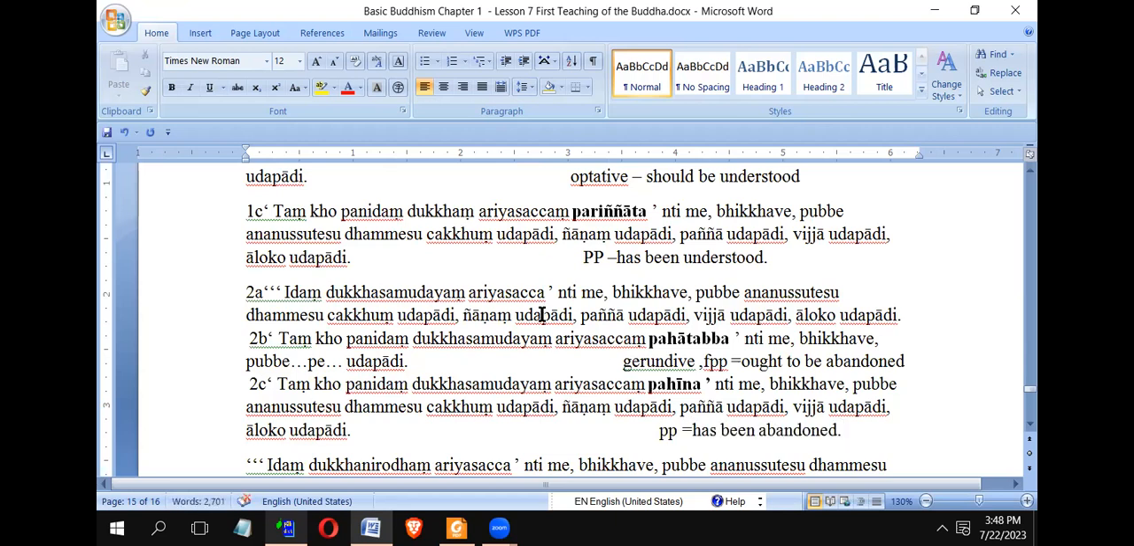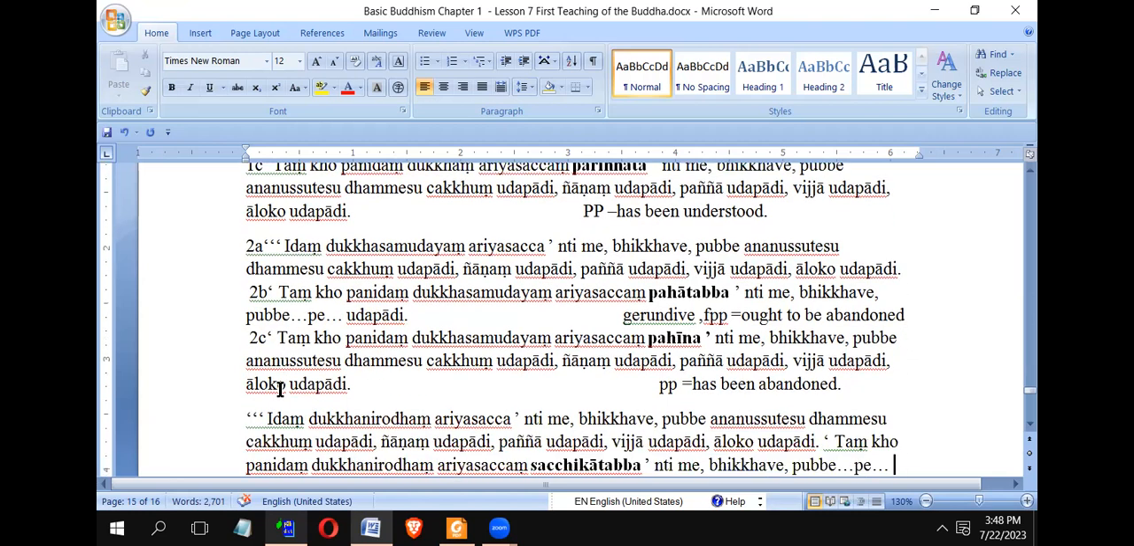So from this statement, the Buddha showed that this is craving, and the craving should be abandoned. The craving has been abandoned. All right. So two parts.